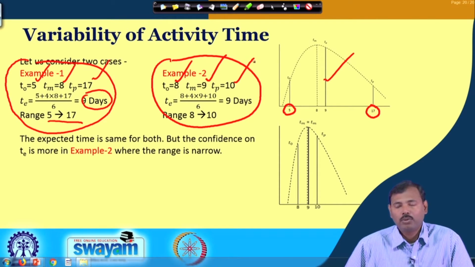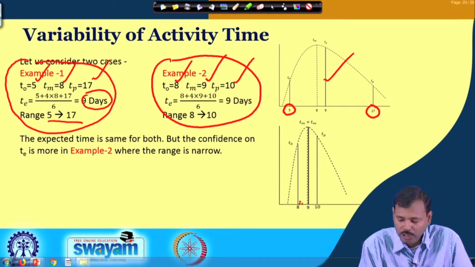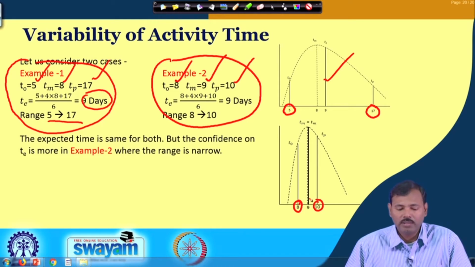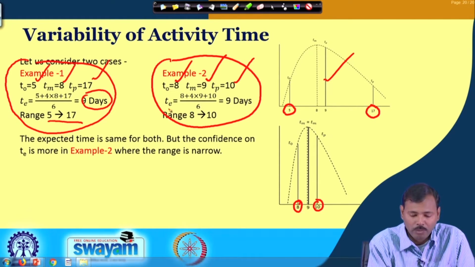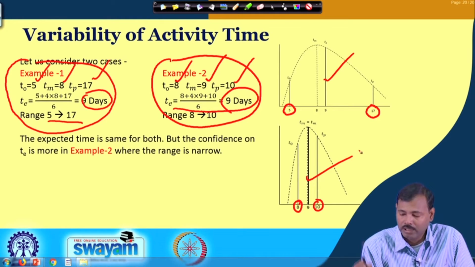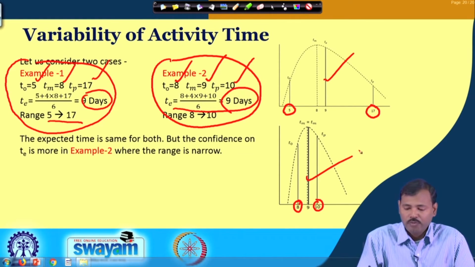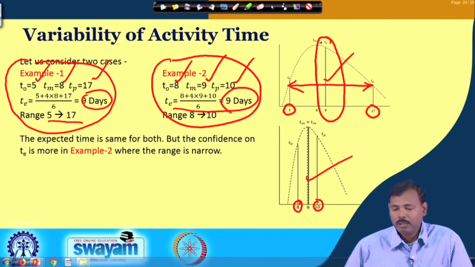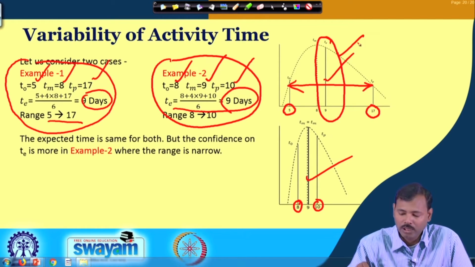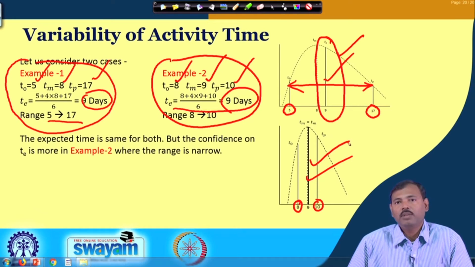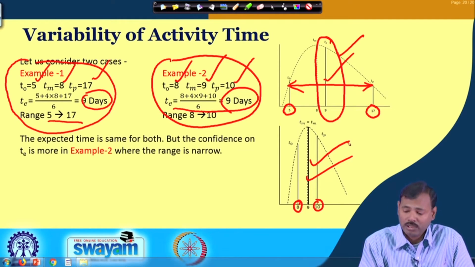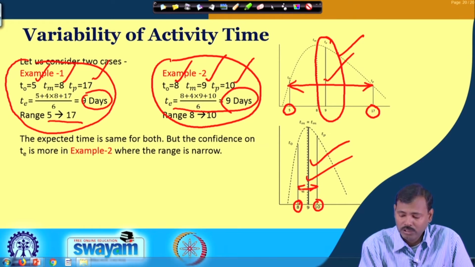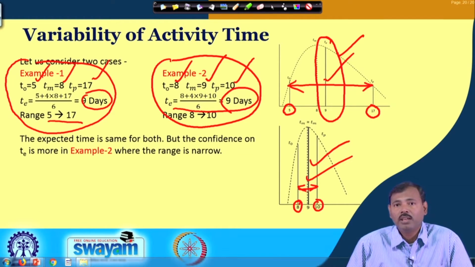That means our total variation is ranging between 8 to 10, all the observations are ranging between 8 to 10, and we have observed the mean is the same, that is 9 days. So, if we see in this case our range is very wide, and that is why the reliability of estimating the mean or expected time of 9 days is not that reliable, but in this case it is very reliable. It may deviate also, but so far our observations are within a narrow range, that means it will not deviate a lot.